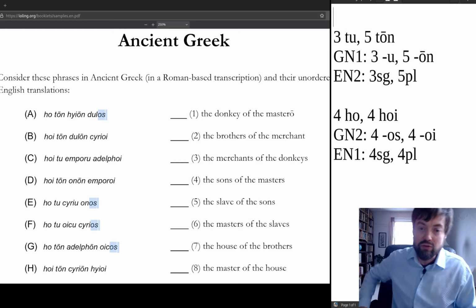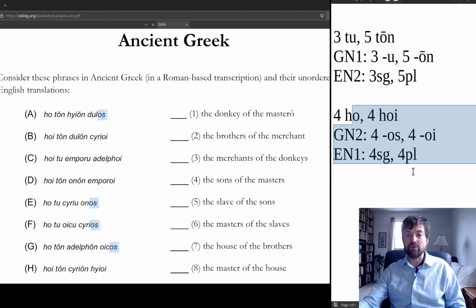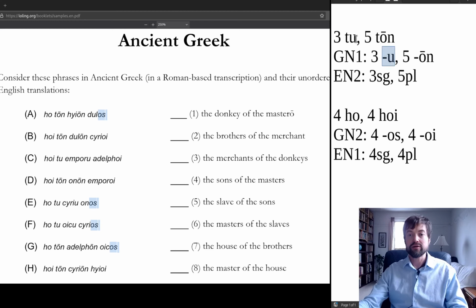Okay, so now with this new information, I would skip the 4 and 4 because it's hard to tell which one's which. Either one could be which, but with the 3 and 5, we can now tell the difference. So this oo here, the oo and the 2, the oo at the end of the first noun in Greek corresponds with singular in English.